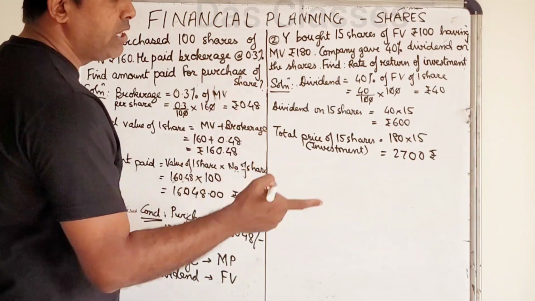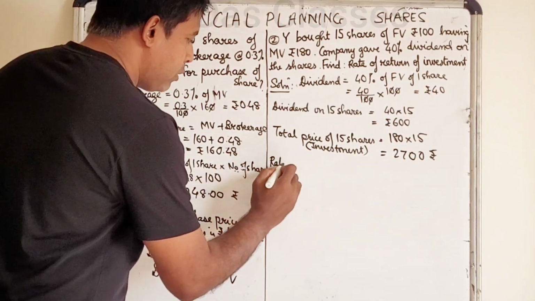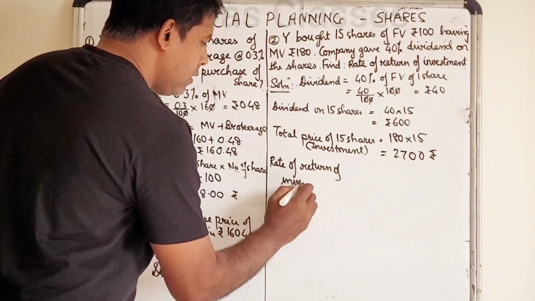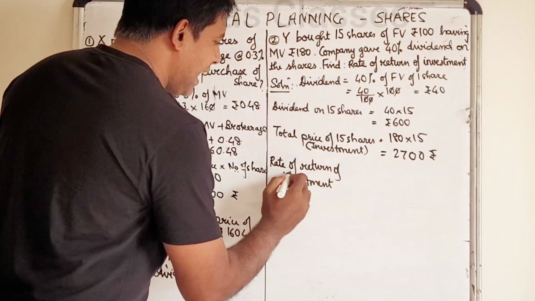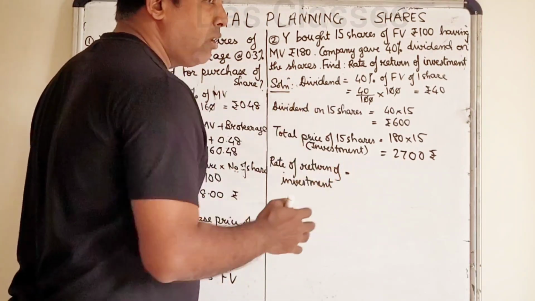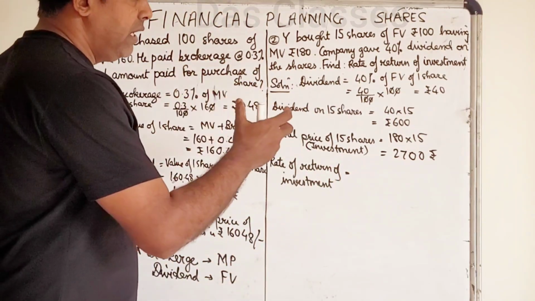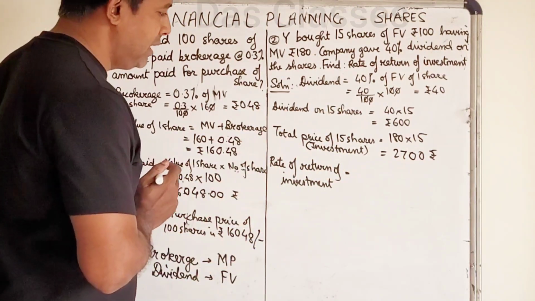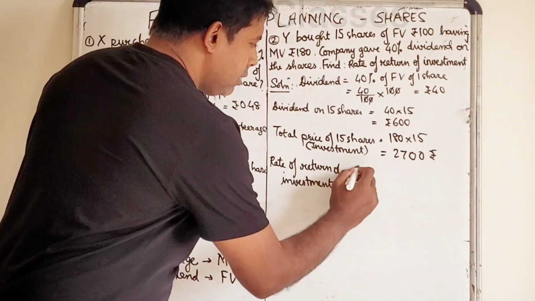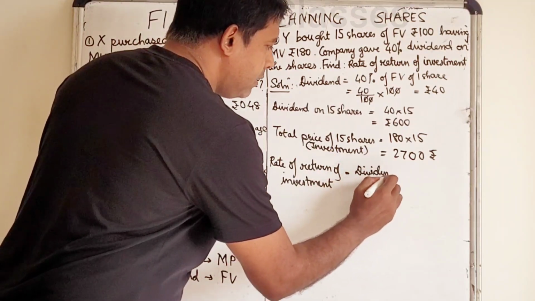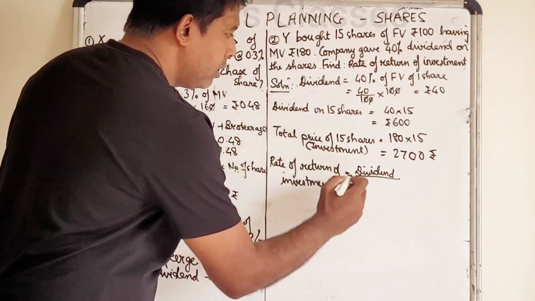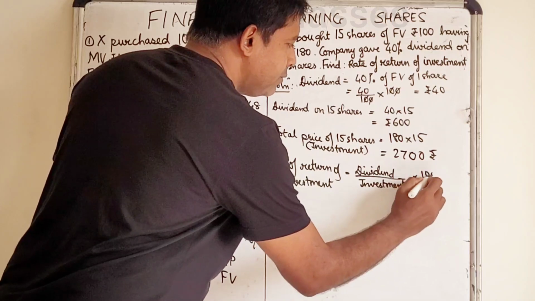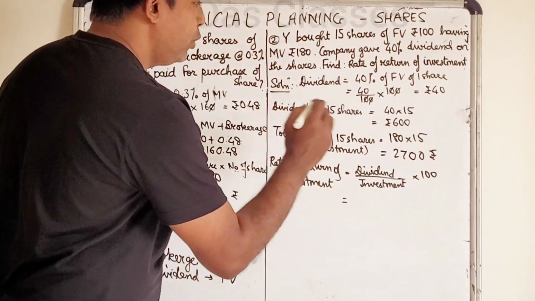Now the question is the rate of return of investment. So how would you calculate the rate of return of investment? For any calculation where they ask you to find the rate of anything, that is going to be whatever the earning or value upon the total value into 100, just like how you calculate percentage. So here the rate of return is the amount he earns, which is the dividend part, upon investment into 100.